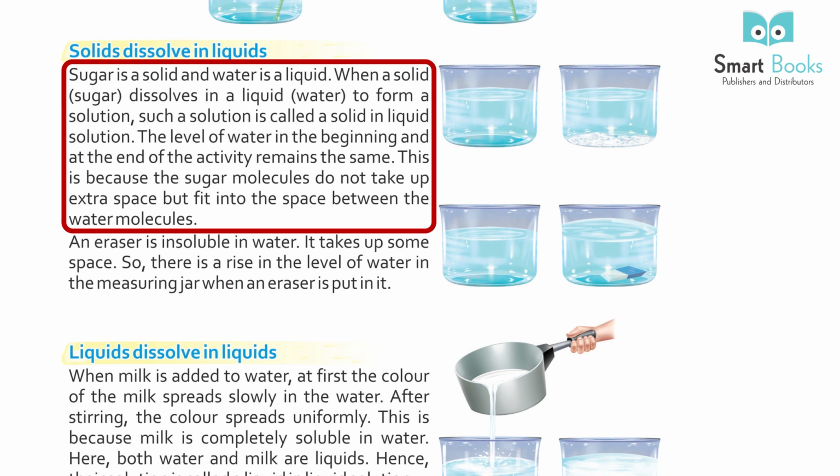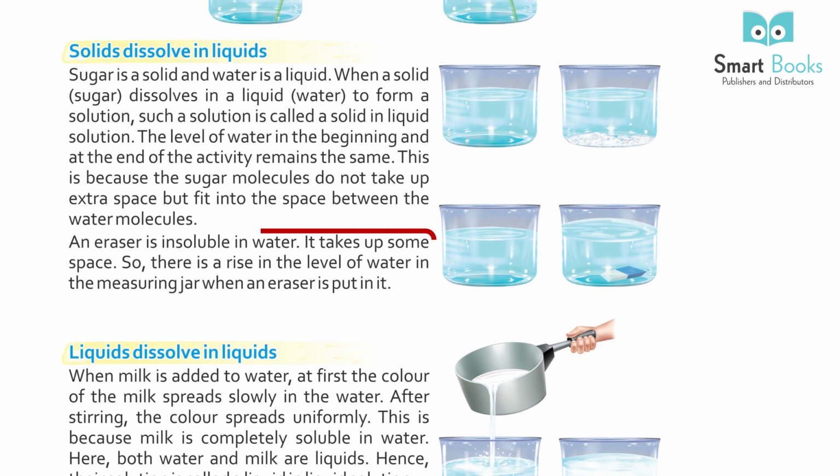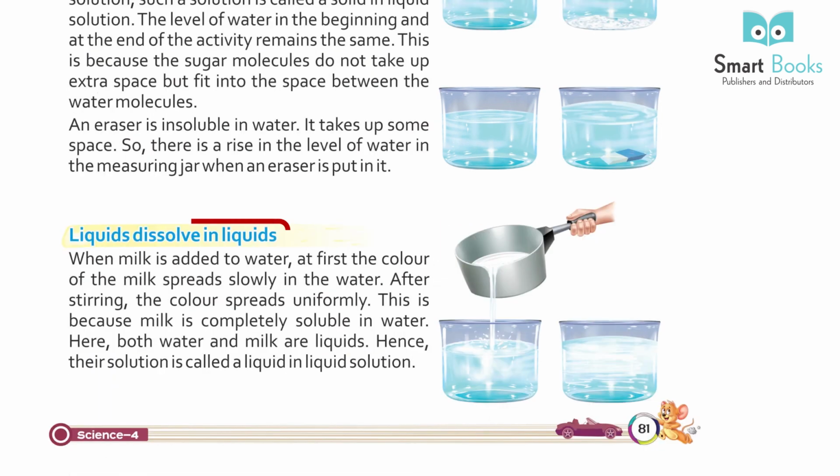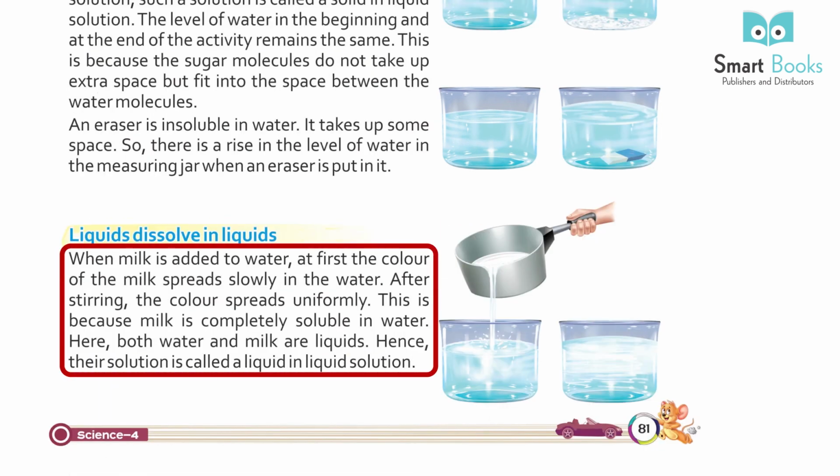This is because sugar molecules do not take up extra space but fit into the space between the water molecules. An eraser is insoluble in water. It takes up some space, so there is a rise in the level of water in the measuring jar when an eraser is put in it. Liquids dissolve in liquids. When milk is added to water, the color of the milk spreads slowly in the water.